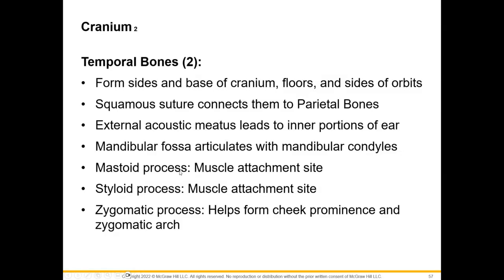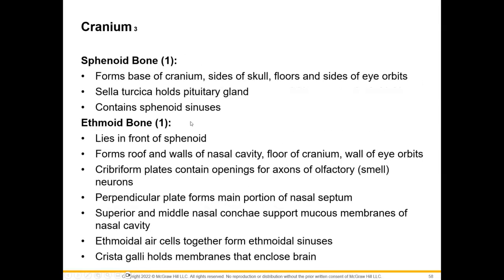The mastoid process is where a muscle attaches. The styloid process is also where a muscle attaches. It helps in movement of, like, the mandible. The zygomatic process helps form the cheek prominence and the zygomatic arch.